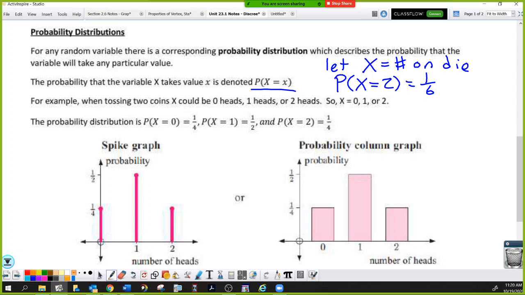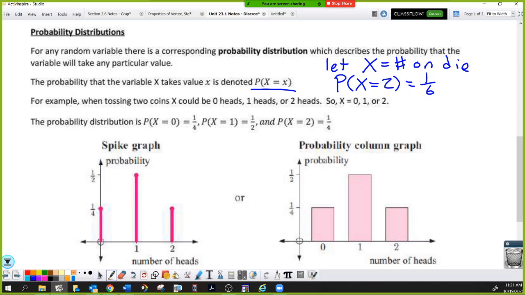What do we have here? When you're tossing 2 coins, if you're trying to count the number of heads, you only have 3 options. There could be 0, there could be 1, there could be 2. So you would say, let capital X be the number of times I found a heads. And it would either be 0, 1, or 2.